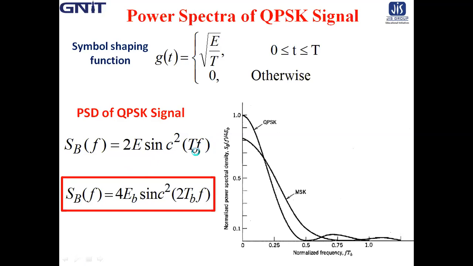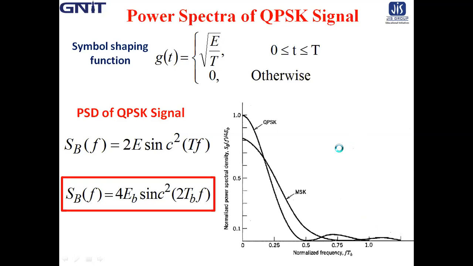So we know that E is equal to 2 Eb, where E is the transmitted signal energy per symbol and Eb is the signal energy per bit. So E is equal to 2Eb, which gives 4Eb sinc squared, and similarly T is equal to 2Tb, so 2Tb times f. So the bandwidth is half. See the normalized frequency f Tb: for QPSK the bandwidth is 0.5, and we will discuss the bandwidth of MSK a little bit later.